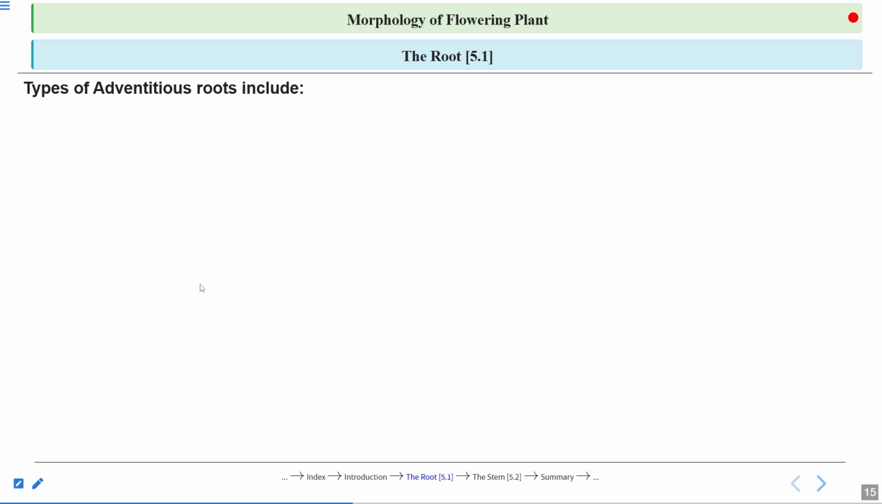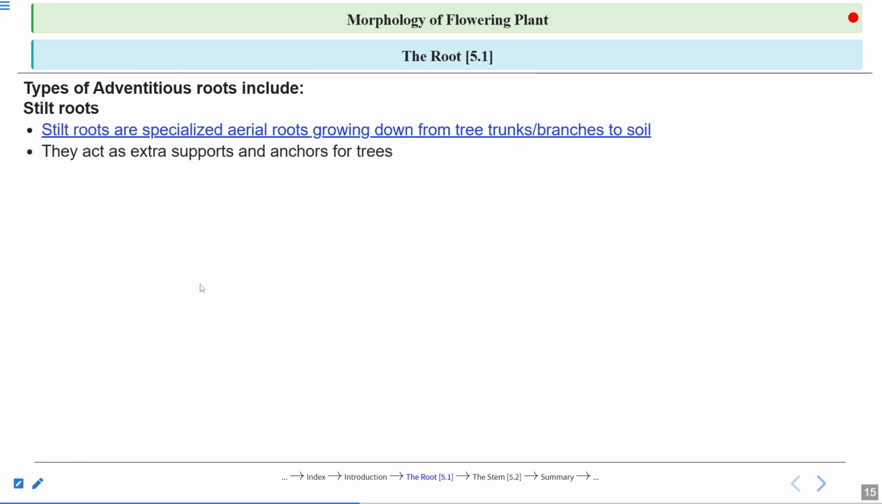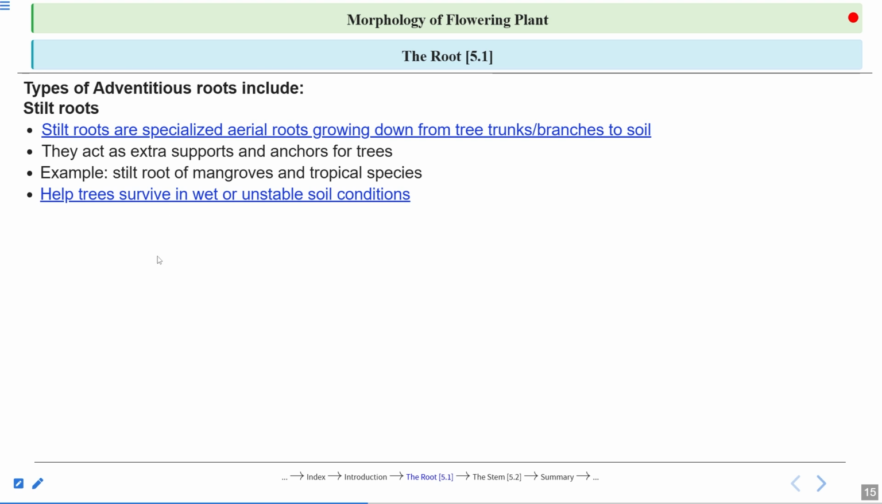Types of adventitious roots include stilt roots. Stilt roots are specialized aerial roots growing down from the tree trunk and branches to the soil, and they act as extra support and anchor for the trees. Examples: stilt roots of the mangroves and tropical species. They help trees survive in wet, unstable soil conditions.